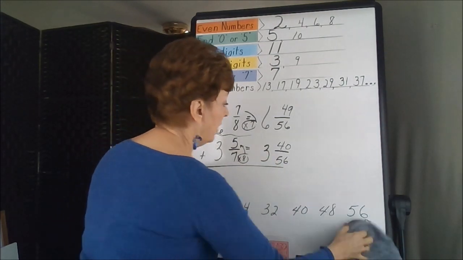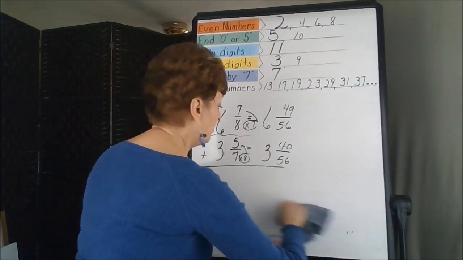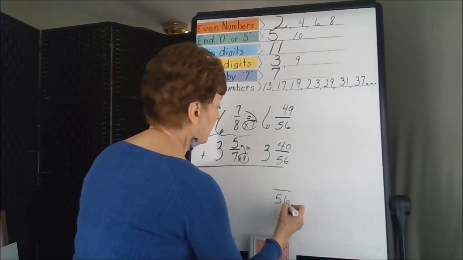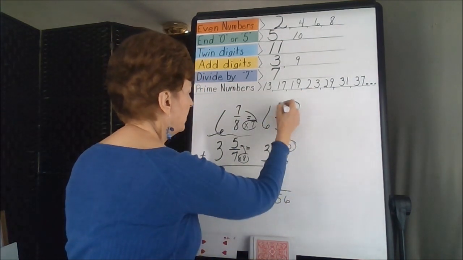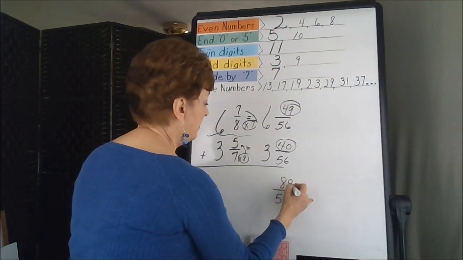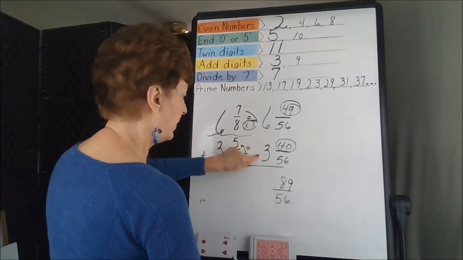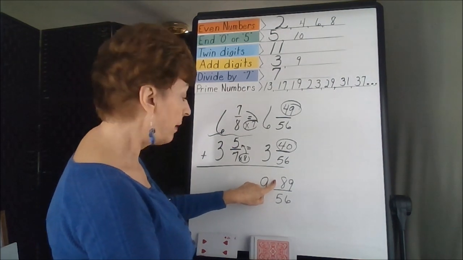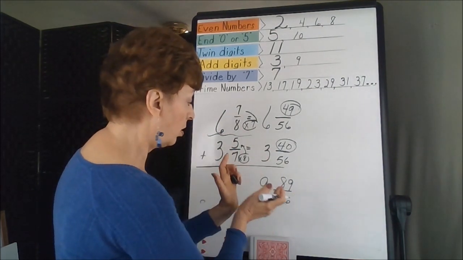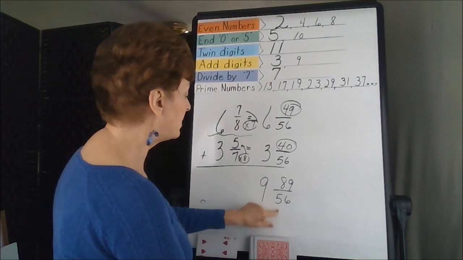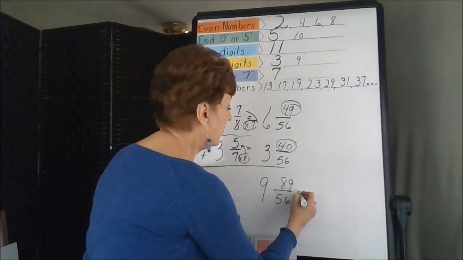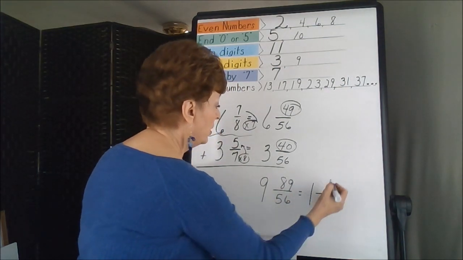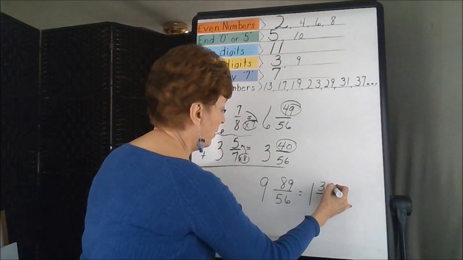Now both fractions have the same denominator, so keep the denominator. Add the numerators. 89. 6 plus 3 is 9. We have a top-heavy fraction. That means that we can get a whole. We can use up 56 of these pieces and get one whole out of that. So 1, and the leftovers would be 33 over 56.